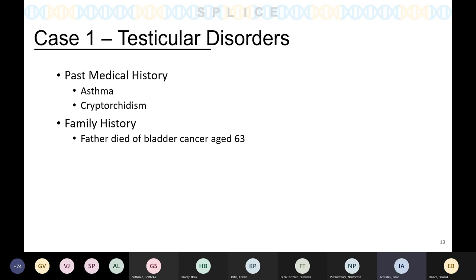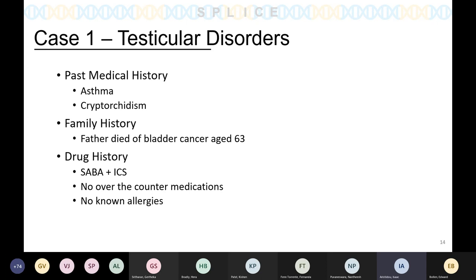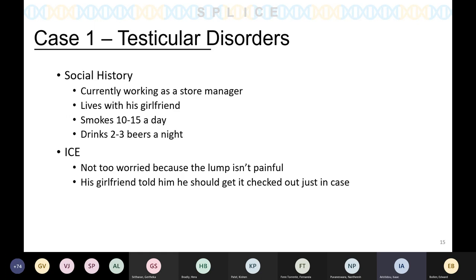Family history: his father died of bladder cancer, age 63. Drug history: just his asthma medication, he doesn't take any over-the-counter medications and has no known allergies. He's currently working as a store manager and lives with his girlfriend. He smokes and drinks occasionally. And then ICE is quite important as well.